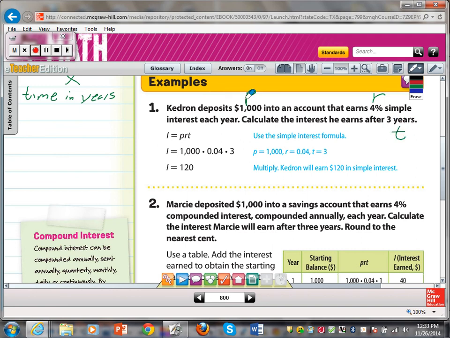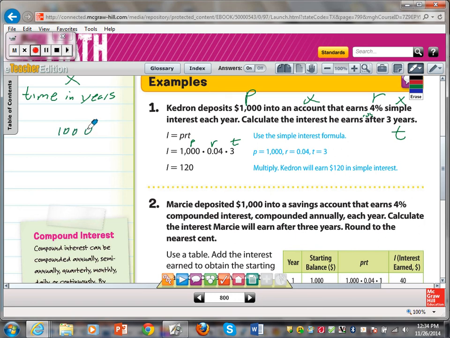So P times R times T. All right, so here we go. We started with $1,000. Now we have to convert our percent into a decimal, so that becomes 0.04, then times 3 years. So here's your P, here's your R, here's your T again.